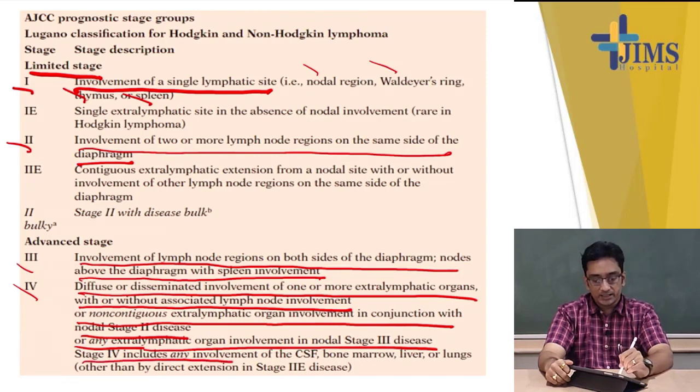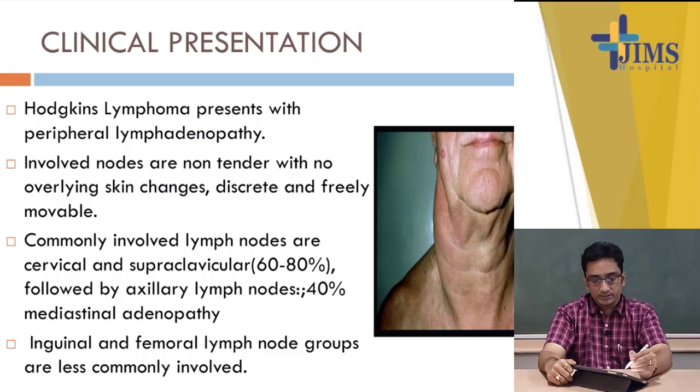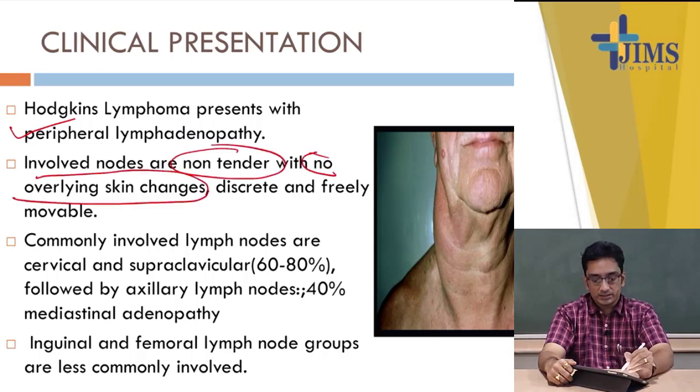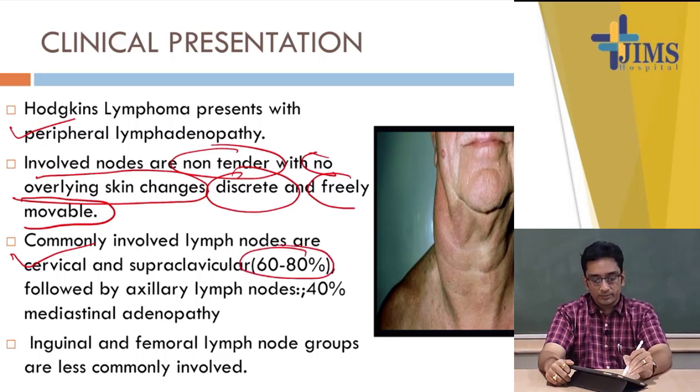Stage 4 includes any involvement of the CSF, bone marrow, liver or lungs. Clinically, it presents mainly with peripheral lymphadenopathy. Involved nodes are non-tender with no overlying skin changes, discrete and freely mobile. Commonly involved are the cervical and supraclavicular nodes, followed by axillary and mediastinal. Inguinal and femoral lymph nodes are less commonly involved.